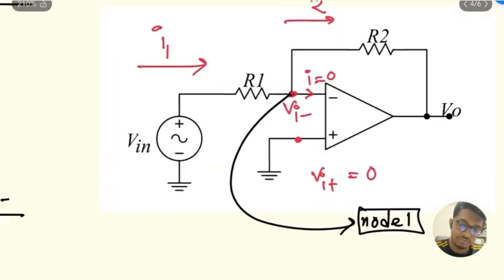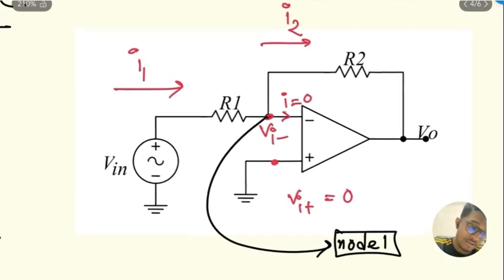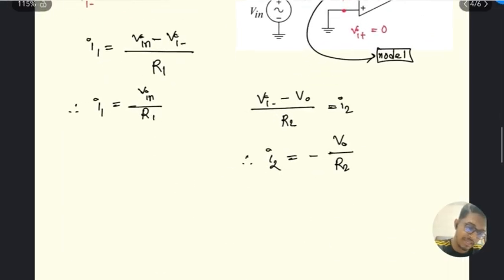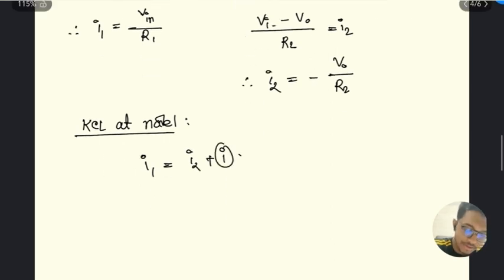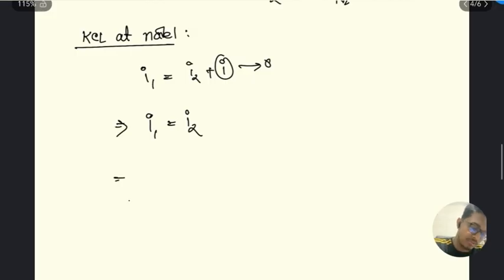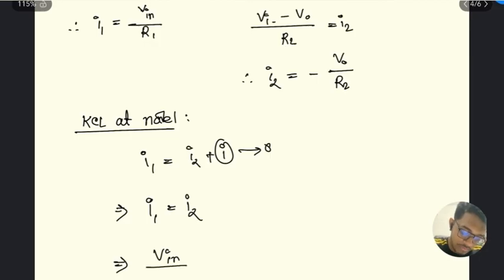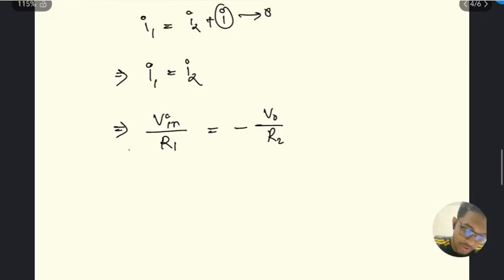At node 1, we can see that there are two output currents, here I2, here I, and one input current. So if we apply KCL at node 1, the equation will be I1 is equal to I2 plus I. As I is equal to 0, I1 is equal to I2. Now let's put the values of I1 and I2. I1 is V input divided by R1, and I2 is equal to minus V0 by R2.